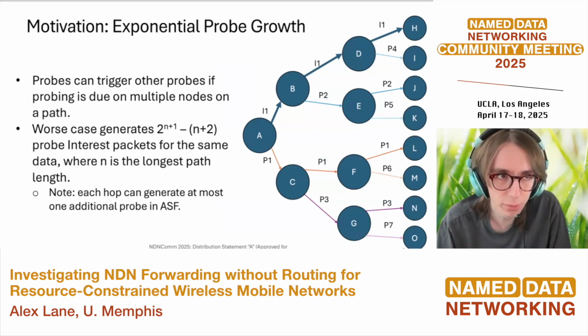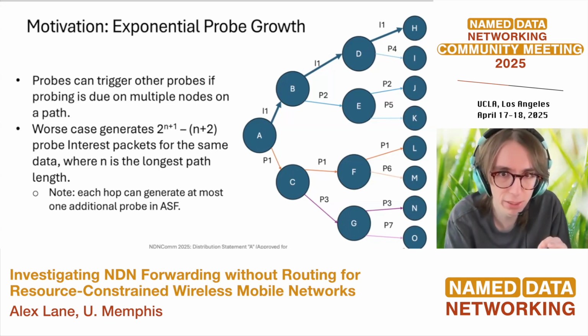This is good because it means that essentially nodes don't have to have any sort of knowledge of ASF to forward these. It is just normal traffic and will behave the exact same way. This is bad because there is no actual mechanism in ASF to prevent probes from triggering other probes. This chaining of probes, in the worst case, can lead to basically exponential amounts of transmissions.